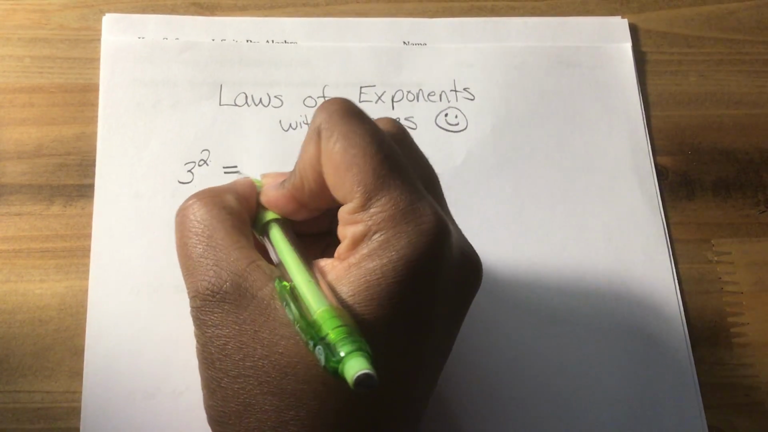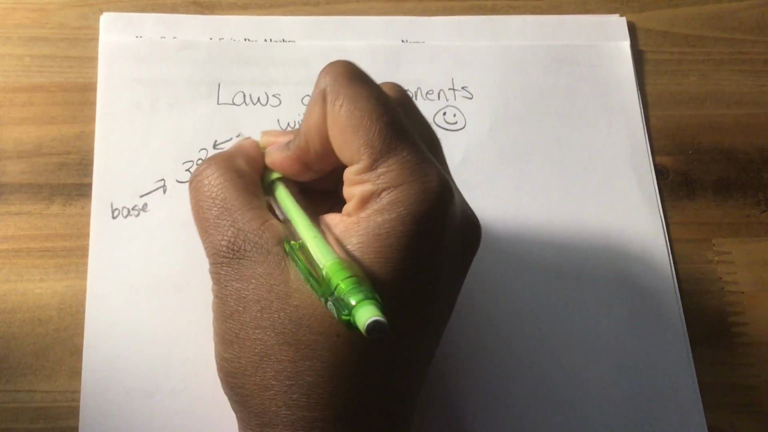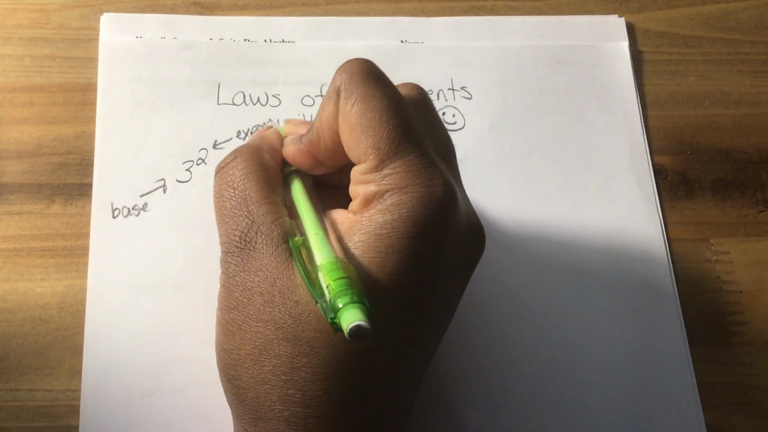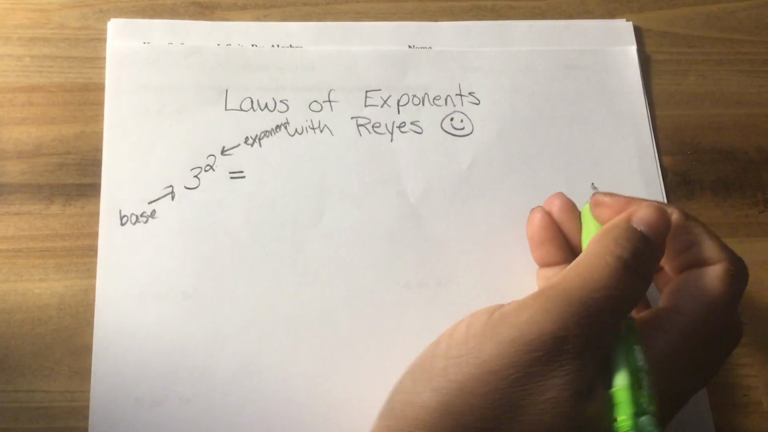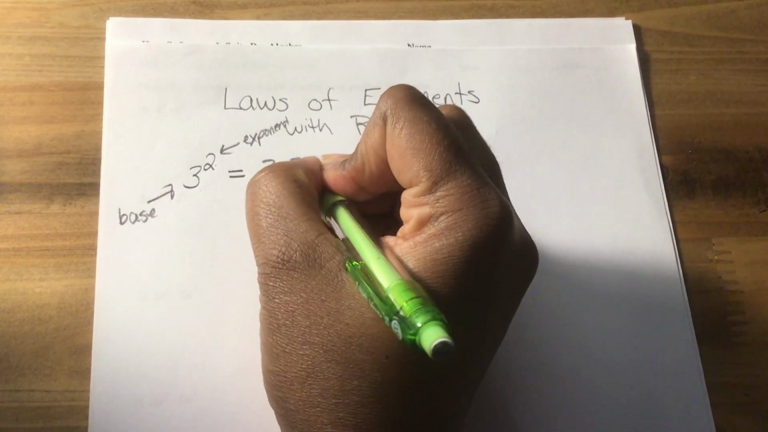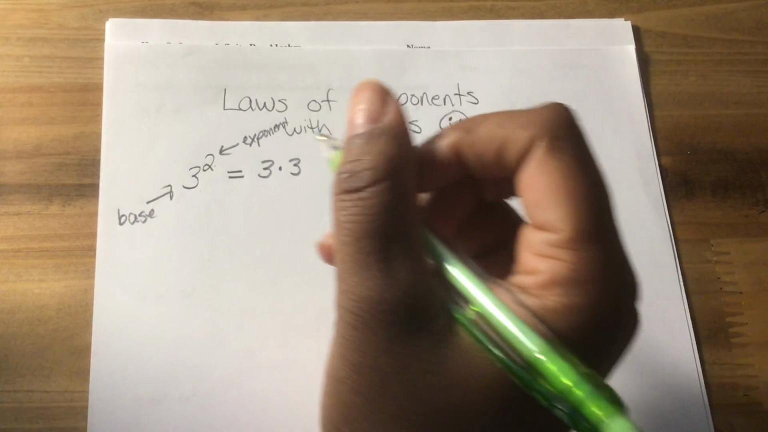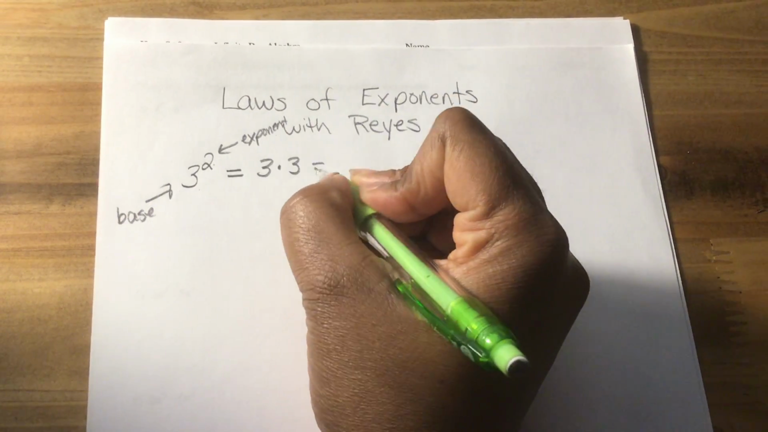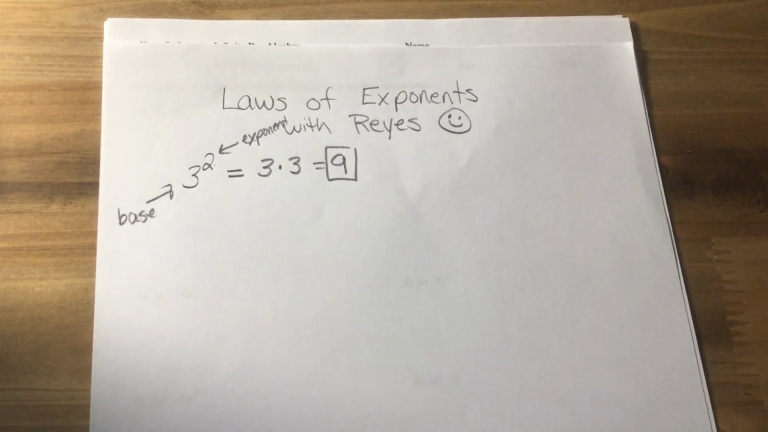So this looks like, remember, this is my base and this is my exponent. The exponent tells you how many times to multiply the base. So I'm going to multiply the base twice. So this is going to be 3 times 3, or one other time, in other words. So 3 times 3 is going to give me 9 if I'm simplifying it completely.